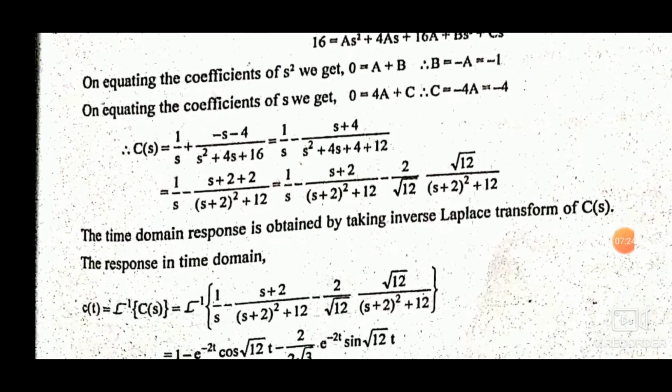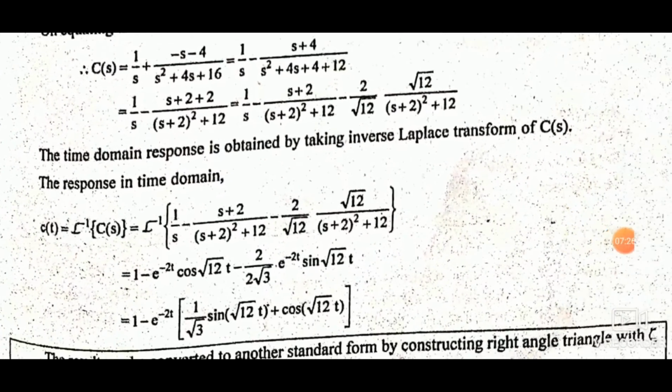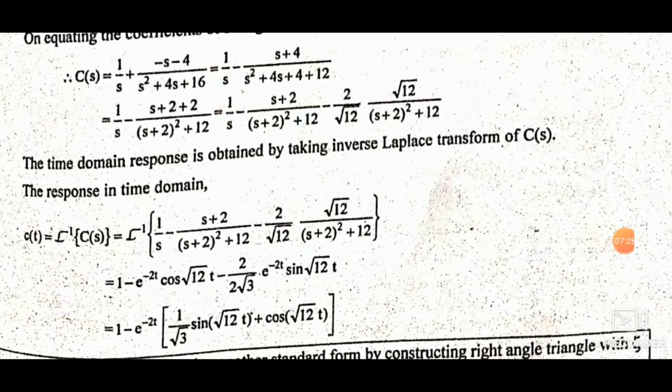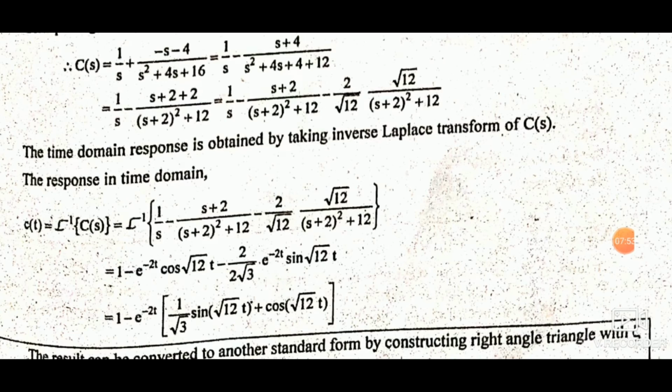So apply the Laplace inverse of C of s. 1 by s means 1. (s plus 2) by ((s plus 2) whole square plus 12) means e power minus 2t cos root 12 t. Then 2 by 2 root 3 into e power minus 2t sin root 12 t. This is a sine term, this is a cos term. So taking e power minus 2t common, that is 1 by root 3 into sin root 12 t plus cos root 12 t.